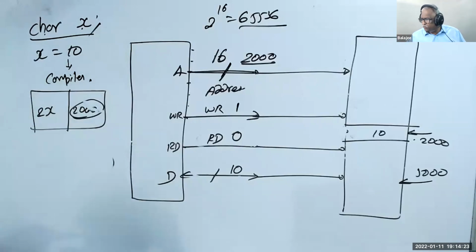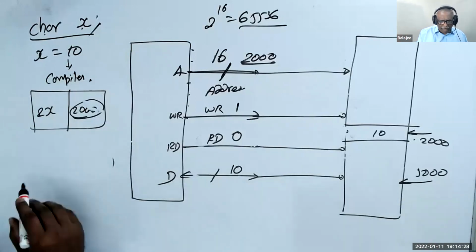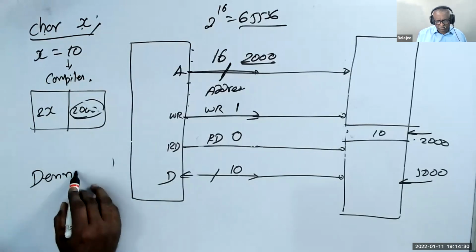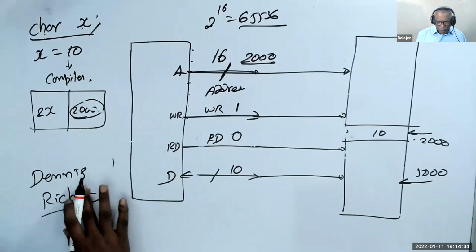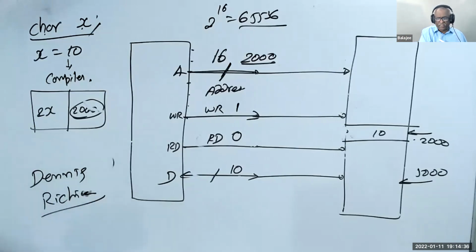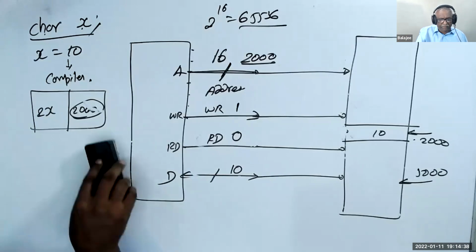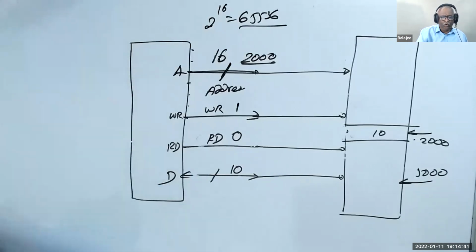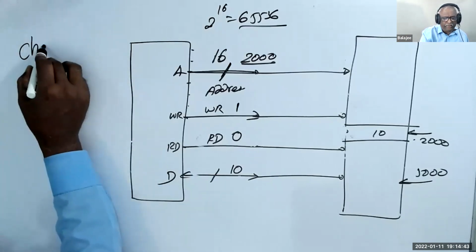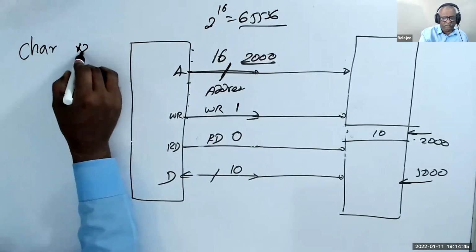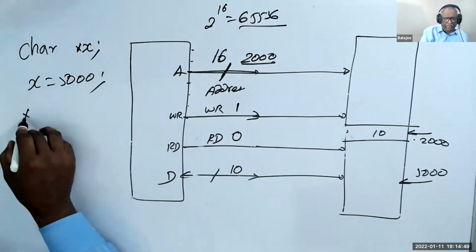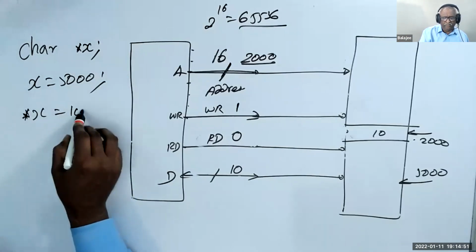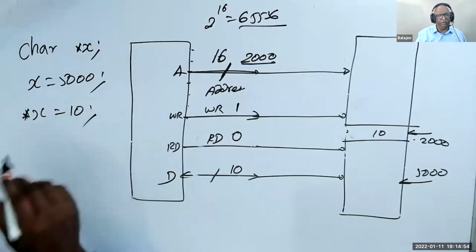Suppose I want to store at 5000. Then Dennis Ritchie, our great man who invented the C language, has given a method. He said, hey, do one thing, man. Don't put char X, put star X. X is equal to 5000. Then you put star X is equal to 10. See that now? One extra statement.